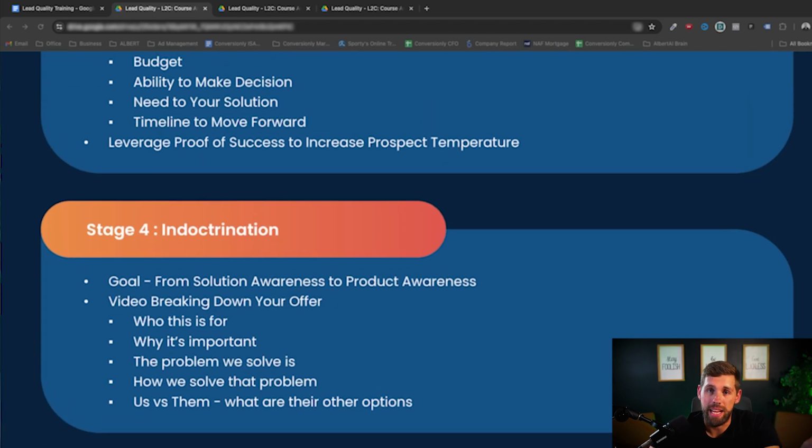Now we get into stage 4. This is something that we call indoctrination. Unfortunately, when Justin and I were scaling Conversionly, we had a great funnel. We were overloaded with appointments. However, we were seeing our sales window was ultimately anywhere between 25 to 45 days from the initial meeting that a prospect would actually close and work with us.